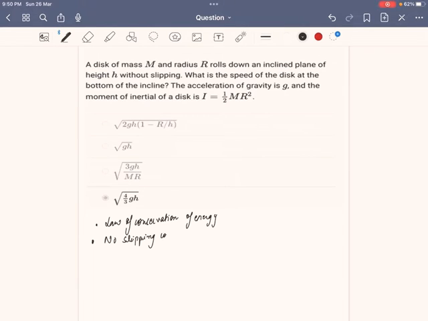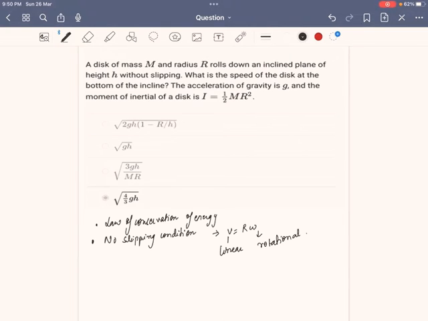Now, what does the law of conservation of energy say? That energy can neither be created nor be destroyed, but it can only be transferred from one form to another. Whereas the no slipping condition says that v is equal to capital R omega, v being your linear velocity, omega being the rotational velocity, and R is the radius.